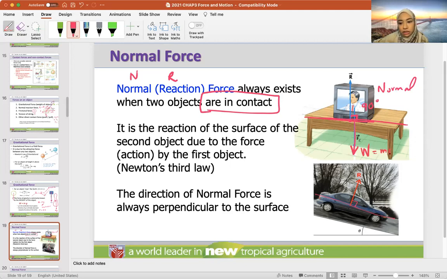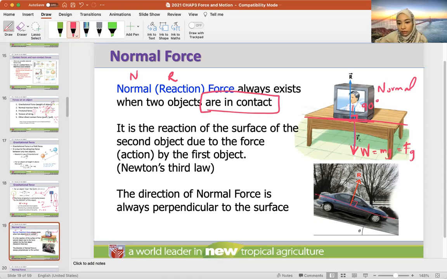W equals to mg. Dalam kes ni dia label as Fg, gravitational force. Boleh juga. Okay, so they label the reaction force as R, and R only exists 90 degrees to the surface and only when it is touching a surface.